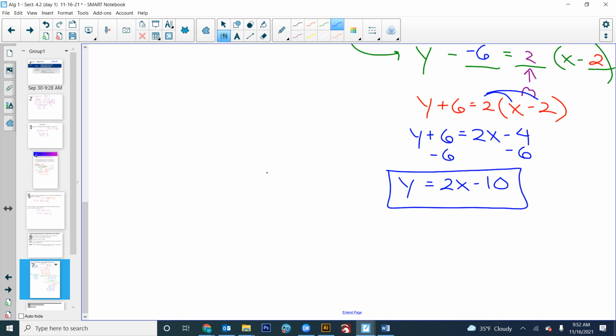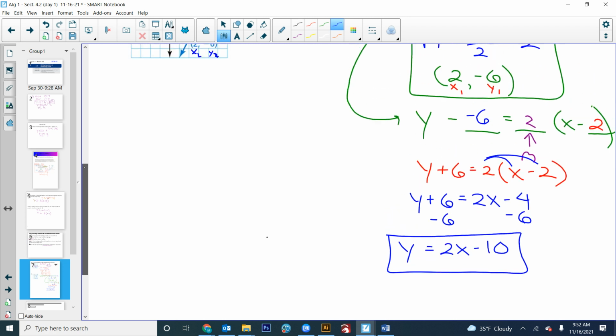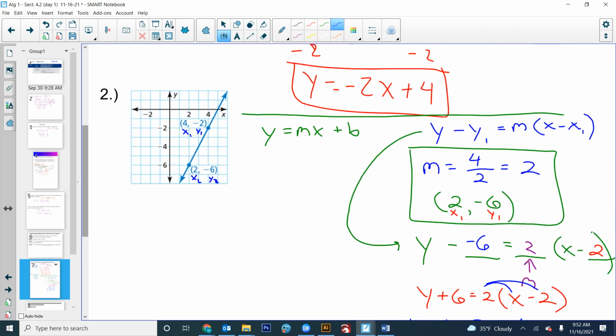Something I would check just to make sure it makes sense: what does a slope of 2 look like? Up 2 over 1. It'll go up and to the right, a line with a positive slope of 2. And where's its y-intercept? 0, negative 10. Let's see if that's reasonable for our graph. Do you think this might cross down here at negative 10? Does it go up 2, right 1, up 2, right 1? I feel pretty good about that.